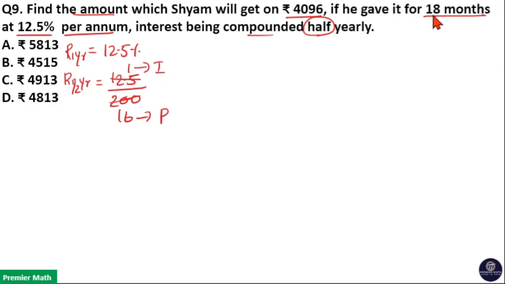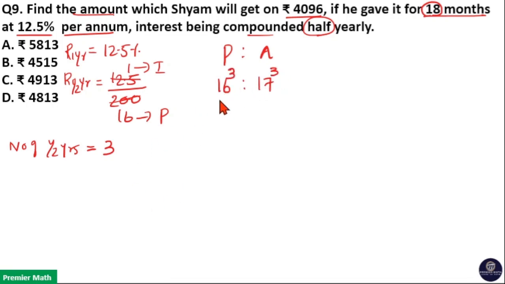Now here time period is equal to 18 months. 18 months means there are 3 periods of 6 months. That is 3 half years. So number of half years is equal to 3. 3 into 6 is 18 months. Now take the ratio of principal and amount. Here principal is 16 parts for 1 period and amount is principal plus interest, that is 16 plus 1, 17 parts for 1 period. Now here number of half years is equal to 3. So 3 times interest is added. So take the cube of 16 parts and 17 parts.